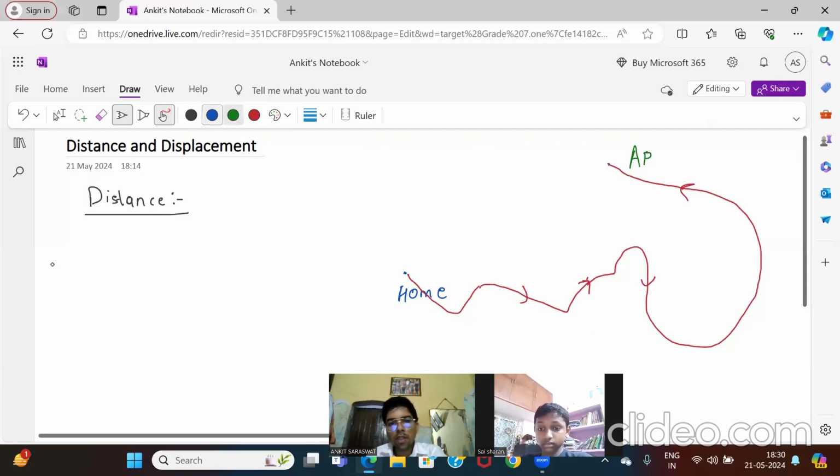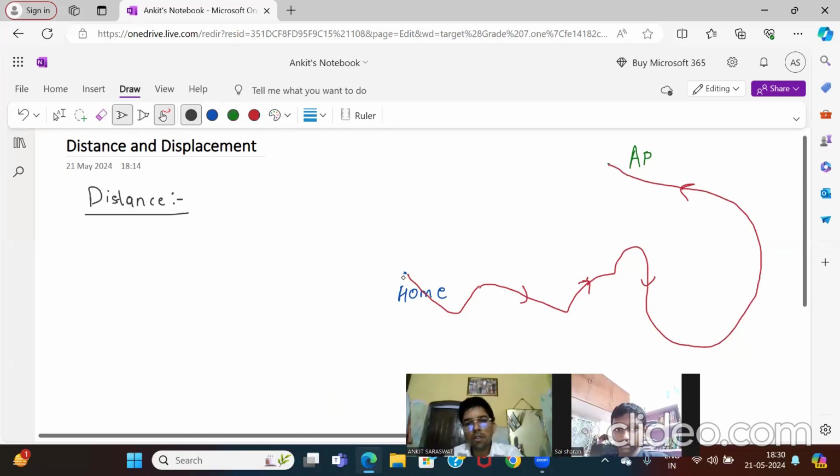But there is one more way. See it very, very carefully. It is very, very important. You can go by this way also. So distance means the length of actual path. Actually, you are going by this path. Do you see this red line? So you are going by this path and finally reach AP.